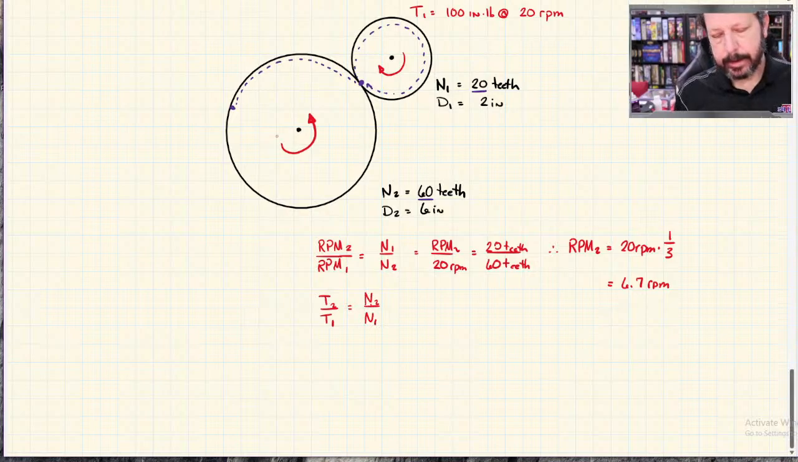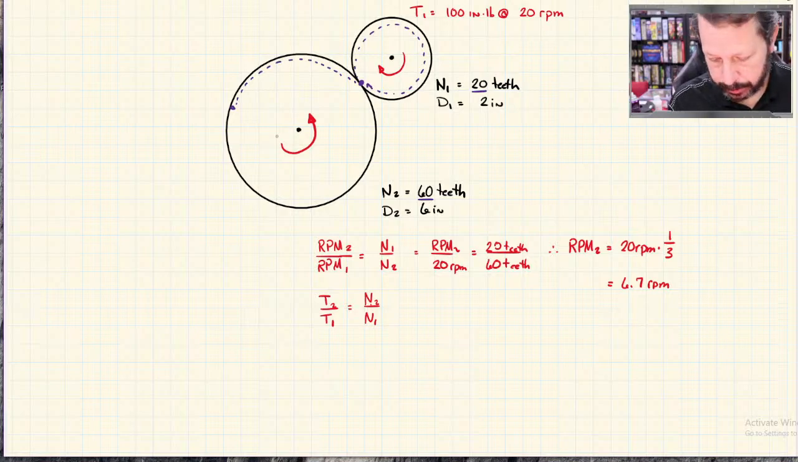And again, I don't always remember where the 2s and 1s go. I just remember that the bigger gear is going to have a multiplied torque. It's going slower by some factor, the gear ratio factor, but it's multiplied the torque by that same factor. So the gain is that it's going slower, but I've got more torque.